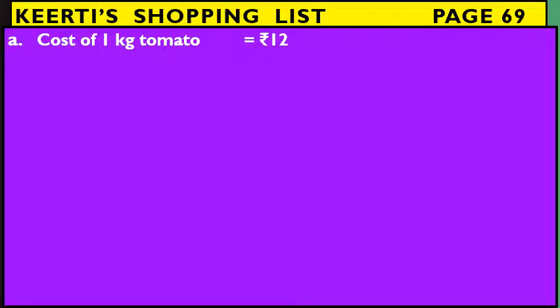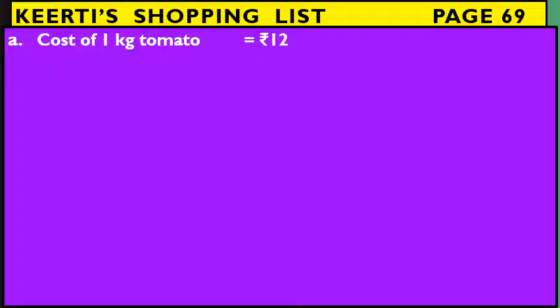Kirti's shopping list, page number 69. Kirti, a girl like you, goes for shopping vegetables in a market. Price list of each vegetable is displayed. This price list is price of 1 kg vegetable in rupees.